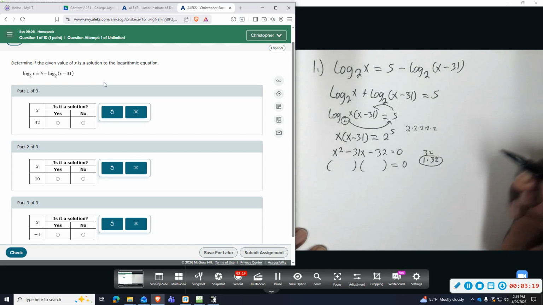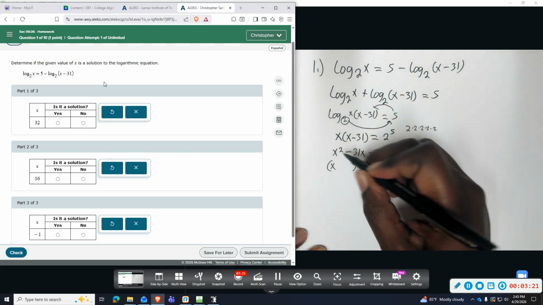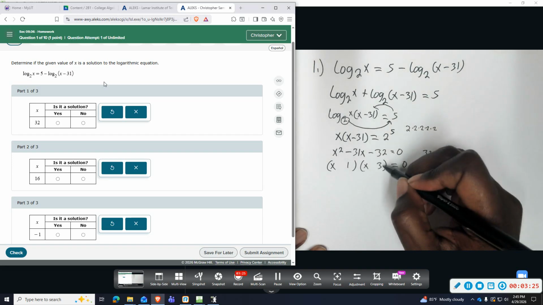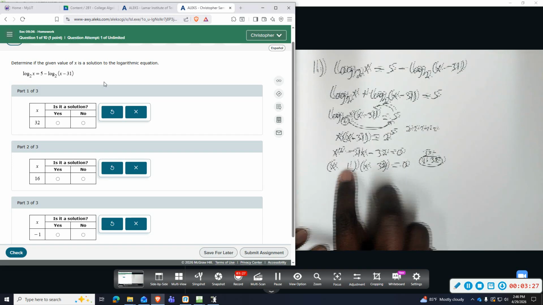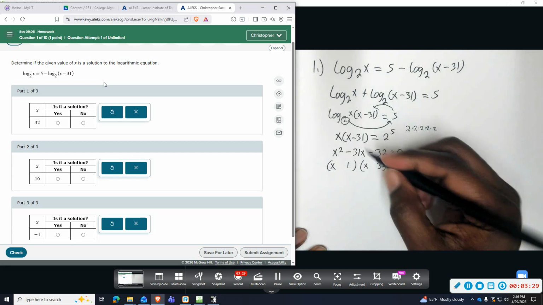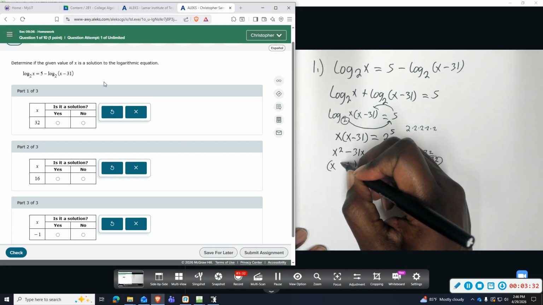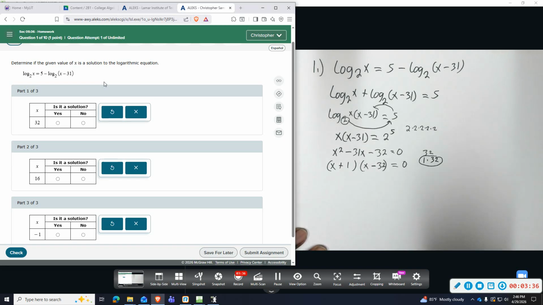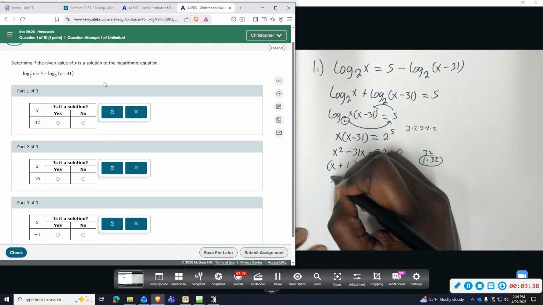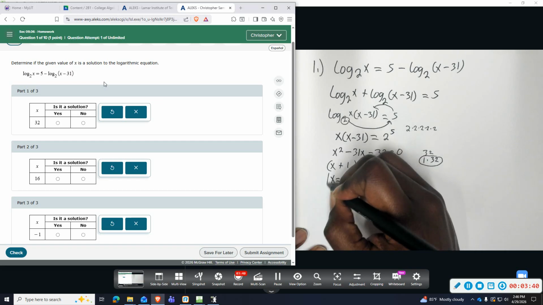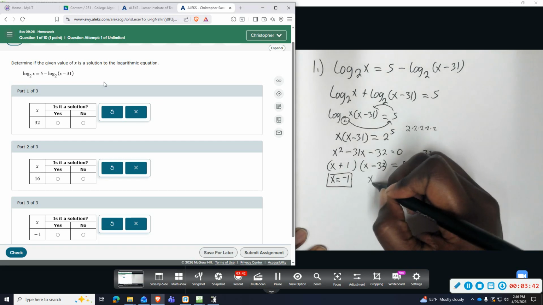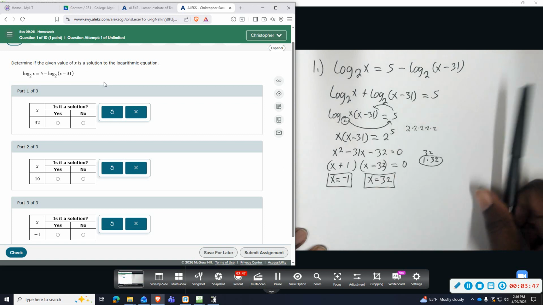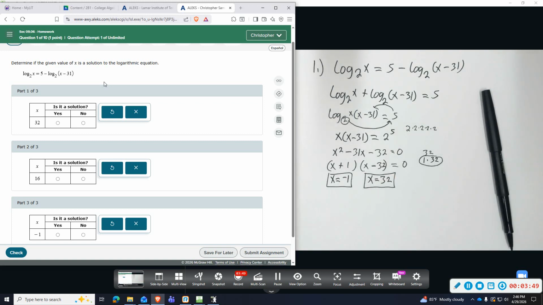Two sets of parentheses, x squared, split it up, 1 and 32. We want these two to add to negative 31, so the bigger number needs to be negative. This has to be positive, different signs. From here, we set both terms equal to 0, and we get x equals negative 1 as one solution, and x equals positive 32 as our other solution. So these will be the two numbers that work.